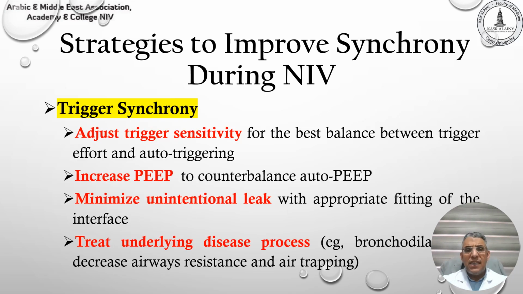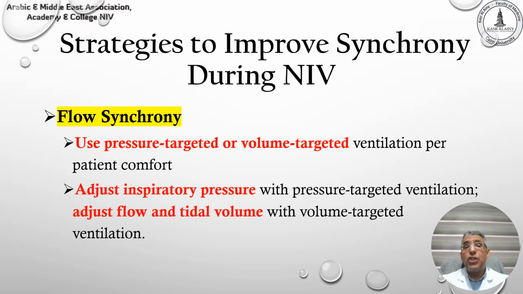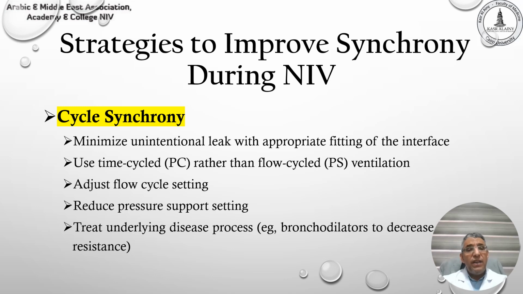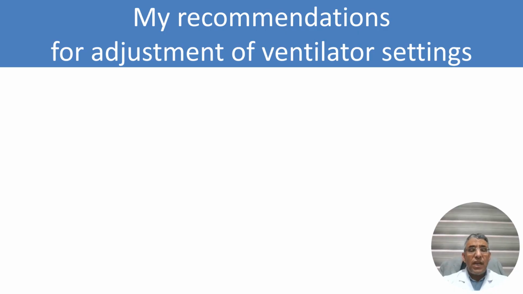So if there is trigger asynchrony, adjust trigger sensitivity. You may increase the PEEP for ineffective effort to overcome the auto-PEEP, minimize unintentional leak, treat the underlying disease, use pressure targeted or volume targeted ventilation according to patient comfort, and adjust inspiratory pressures. Finally, adjust the rise time, as I said, not too slow, not too fast, minimize unintentional leak, reduce the respiratory time. Finally, for cycle asynchrony, minimize unintentional leak, use time cycle and duration cycle.